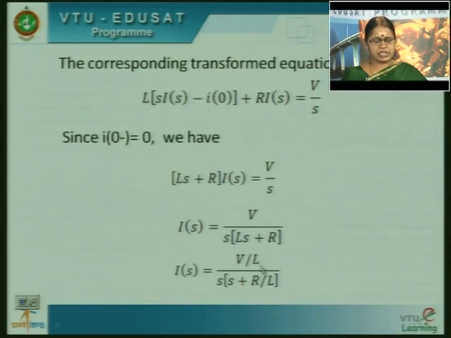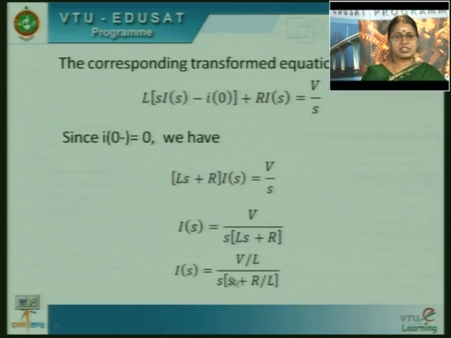But if you look at this term, we do not know the Laplace inverse of this particular expression. We know the Laplace inverse of 1 by s. We know the Laplace inverse of 1 by s plus a constant, but we do not know the Laplace inverse of a term where you have a constant divided by s into s plus a constant. V by L is a constant, R by L is a constant. So, how do I take the Laplace inverse?